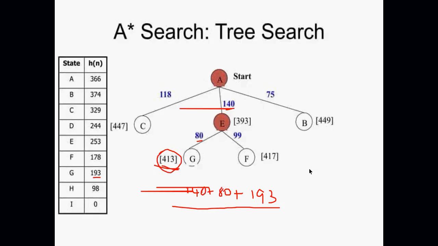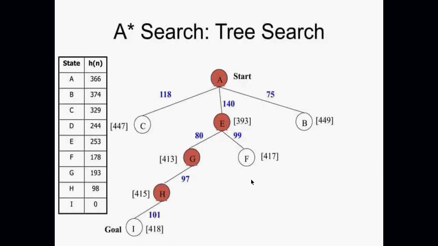From here to here it's 140 plus 99, which is the g of n value, and f is going to be that plus 178, the h of n, which gives you the total. So which is the cheapest? G is the cheapest. So from here it's going to extend.